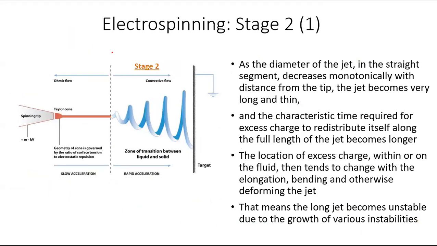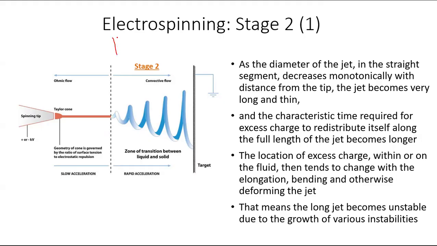And then the stage 2. So stage 2 is where this bending instability happens. As the diameter of the jet in the straight segment decreases monotonically with distance from the tip, the jet becomes very long and thin. So it is due to this whipping action. Why does the whipping action happen? It is because of the excess charges.